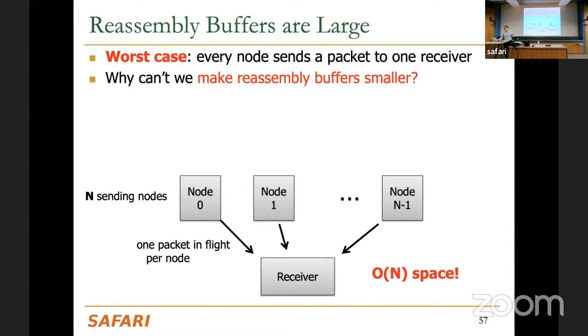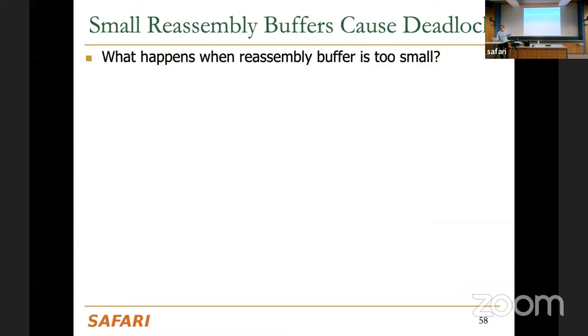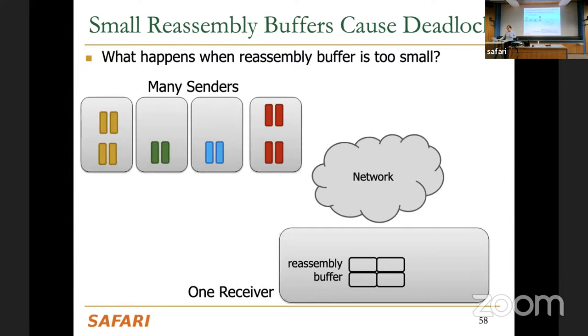Why can't we make reassembly buffers smaller? Let's take a look at that, because this caused deadlock in the end. Deadlock in the sense that it's a protocol level deadlock, and we will see that. So let's take a look at this example. You have many senders, and you have a small reassembly buffer that's not sized for the worst case. And there's some network, and this is one receiver.